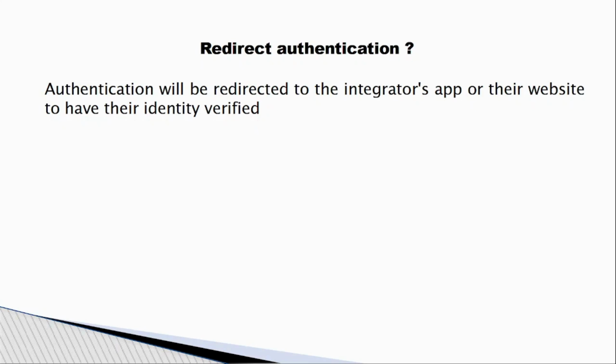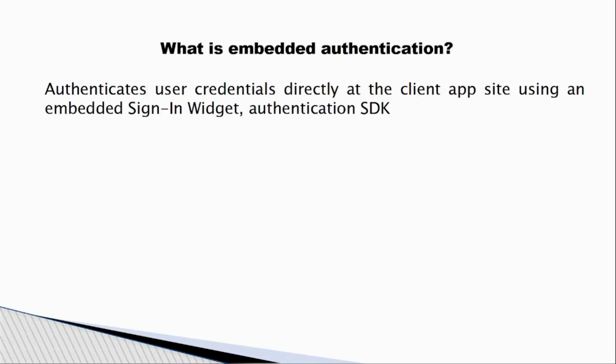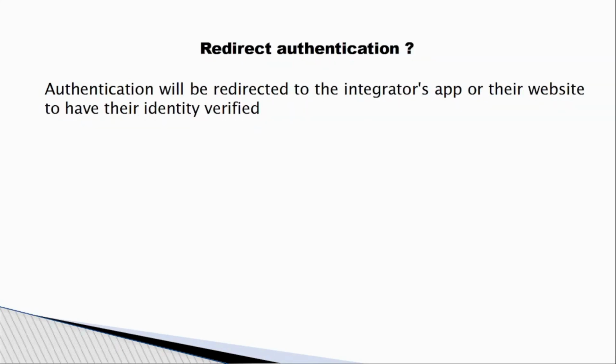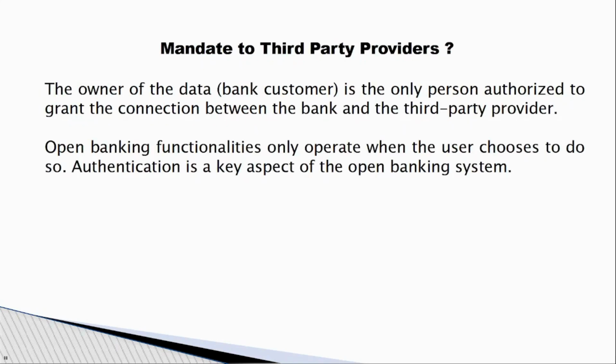So one is decoupled, within your smartphone you have one app for authentication and another for the login. But in the embedded, both will be in the same app. And for the redirection, login will be in your mobile app, and for authentication, it will be redirected to a website. It may be the bank's website or a financial services website. We have to identify your identity and it should be verified.